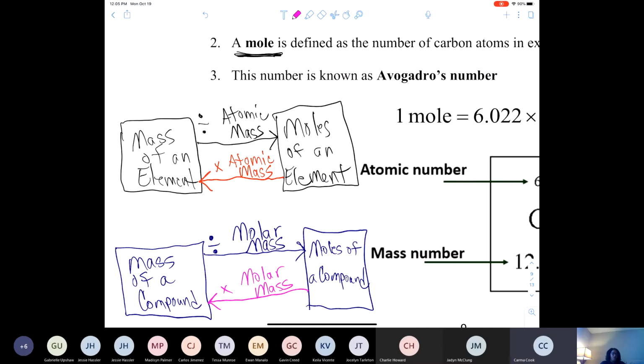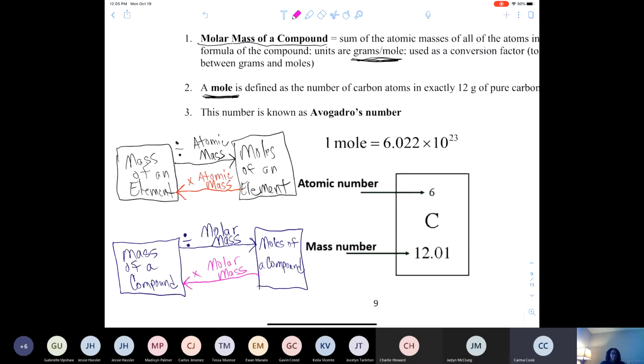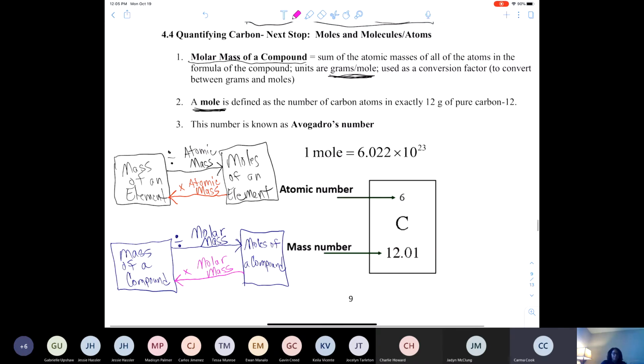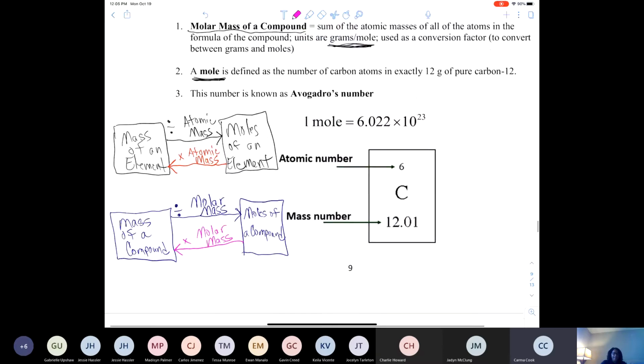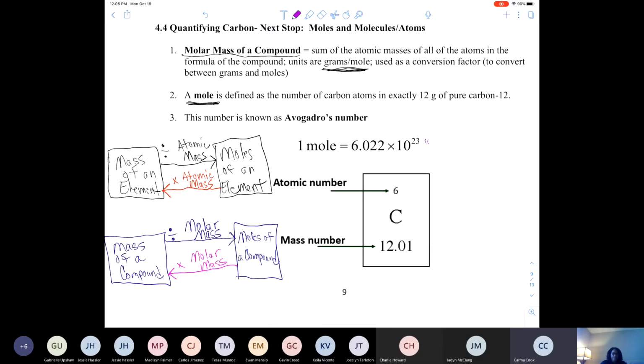And so the concept of the mole: a mole is defined as the number of carbon atoms in exactly 12 grams of pure carbon-12. This is known as Avogadro's number to define 1 mole of something. 1 mole is equivalent to 6.022 times 10 to the 23rd. And for unit purposes, I'll use the word entities.